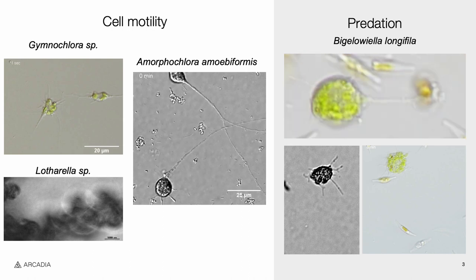Another example can be seen below with this cell, which is reaching out its arm aimlessly, and then a bacteria gets stuck on the slide and it will kink its arm, change directions, and engulf that bacteria.